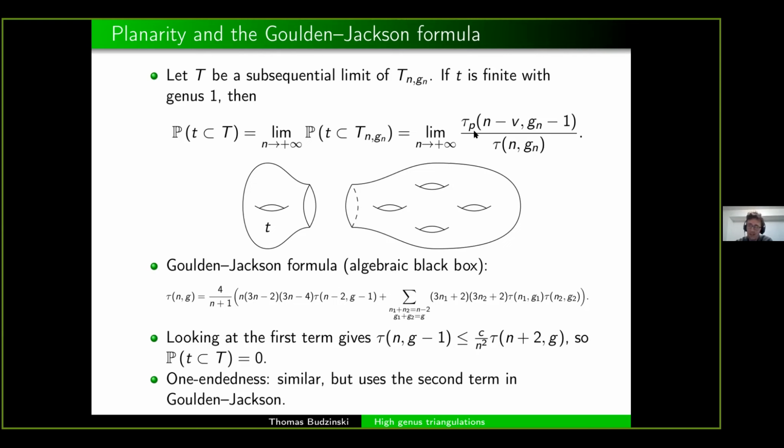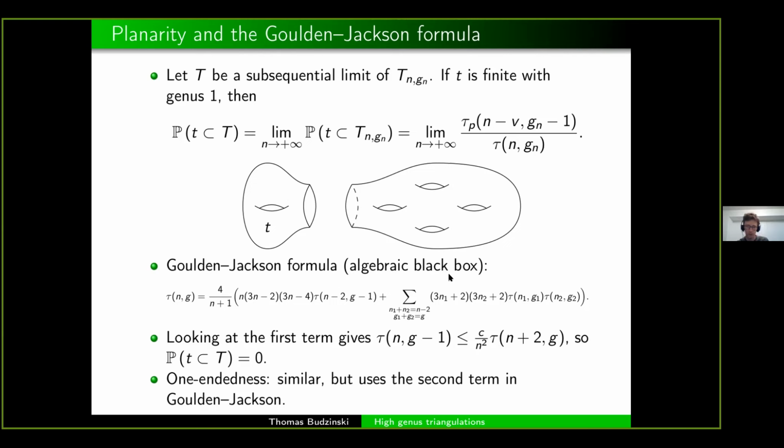So this implies that in this quotient, the numerator is actually much, much smaller than the denominator. So when we let n go to infinity, we get that the probability to observe this little t with genus 1 as a neighborhood of the root goes to 0 when n goes to infinity. And for one-handedness, it's quite similar.